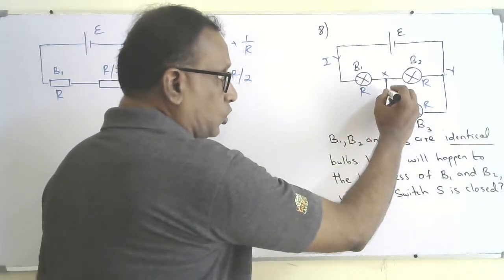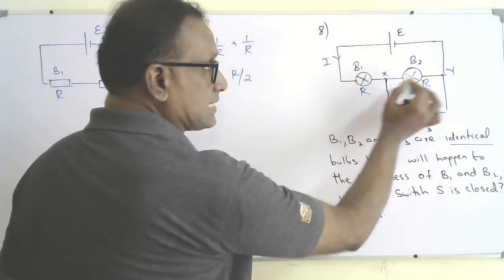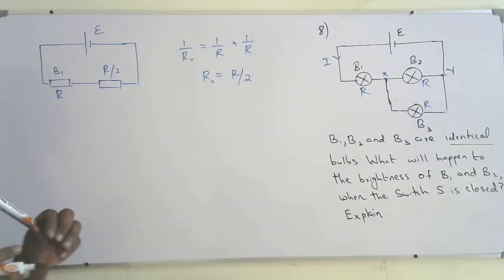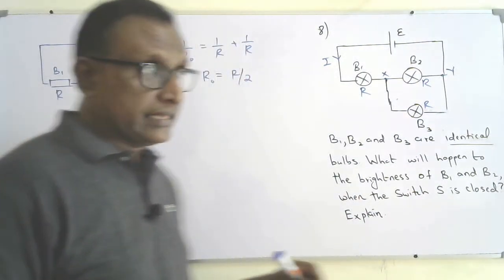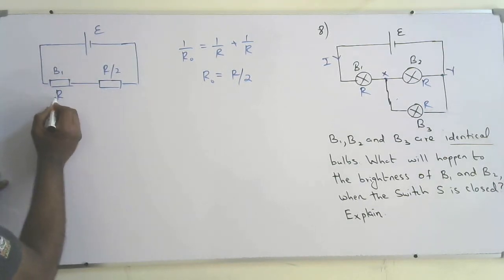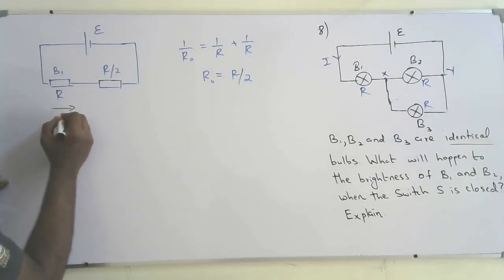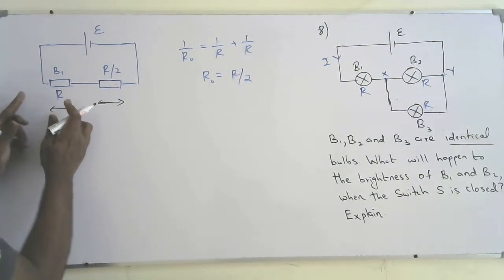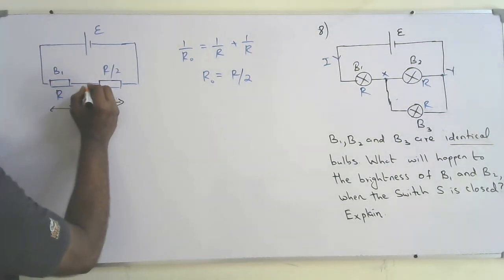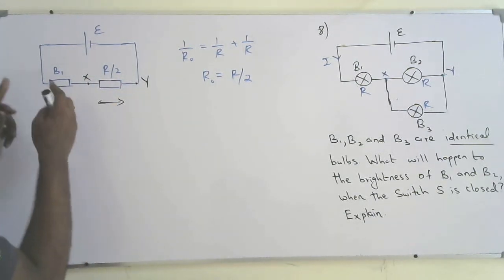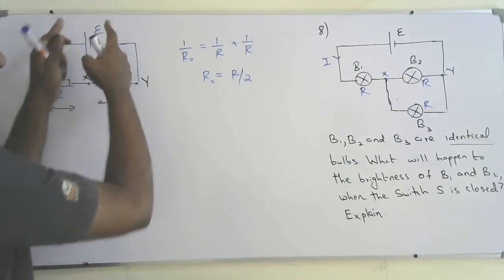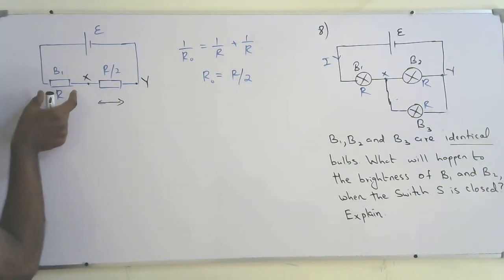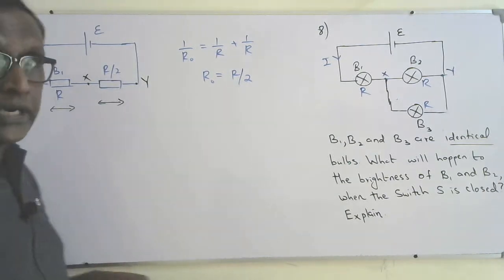Now when the switch is closed, what's happening? The equivalent resistance across the junction has dropped to R by 2. This resistance is remaining the same. So when you think about the ratio, the potential divider method, the voltage will be divided across these two according to the ratio of their resistance. So the voltage across this one will be larger than the voltage across this one. The voltage across this one is increasing, which means the voltage across the junction XY must drop, because this voltage plus this voltage is the same as earlier. This is getting more because the other resistance is dropping, so this voltage should become lower now.